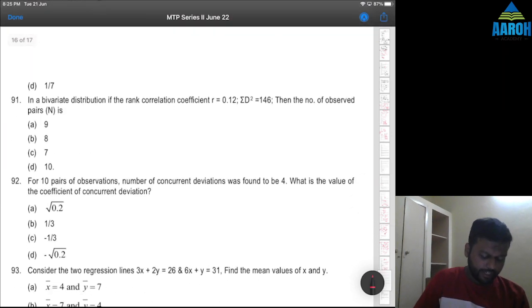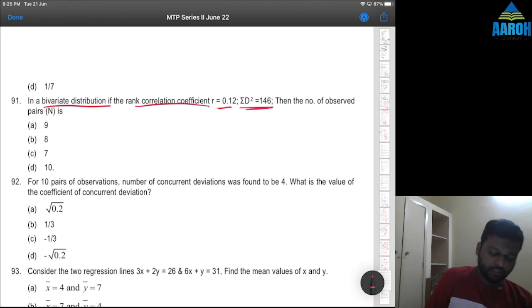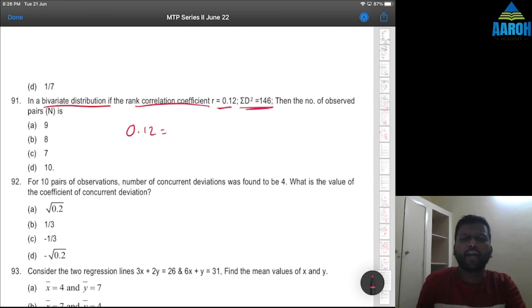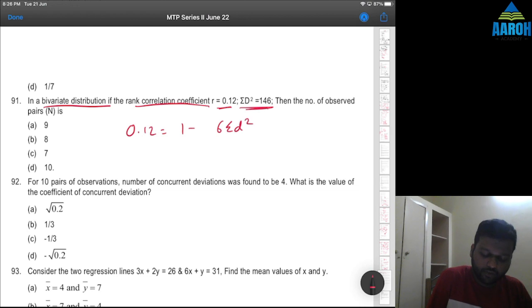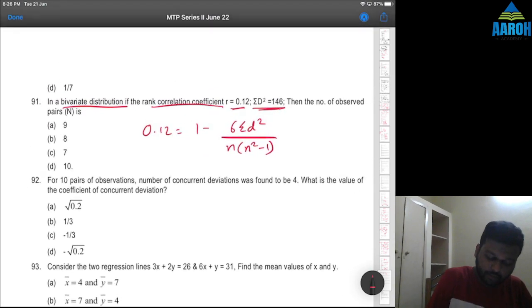Next, 91. In a bivariate distribution, if rank correlation coefficient is 0.12, summation d square is 146, then number of observed pair is. Okay, so 0.12 is the rank correlation coefficient. What is formula of rank correlation coefficient? Rank correlation coefficient is 1 minus 6 into summation d square upon n into n square minus 1, assuming there are no ties. Okay, so we have all the data except n. So 0.12 is equal to 1 minus 6 into 146 upon n into n square minus 1.